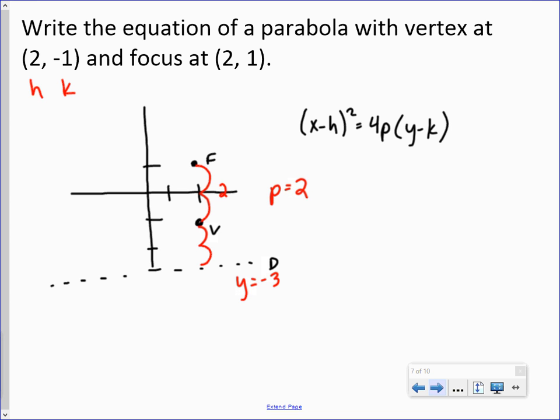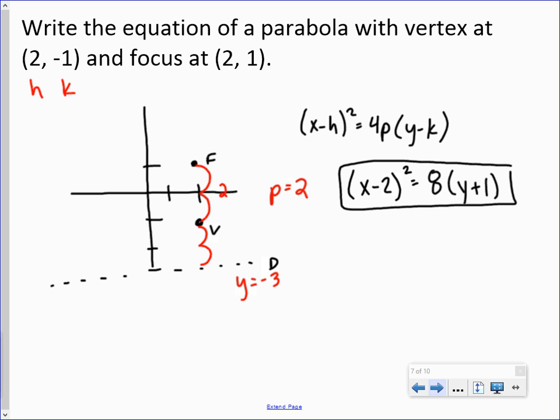Okay, so we can plug that in. So now I think we're ready. X minus 2 squared equals 4 times 2, which is 8. And then y minus -1, which would be y plus 1.